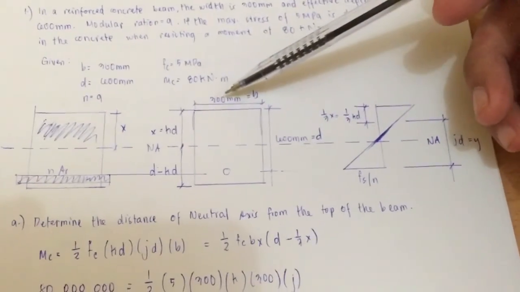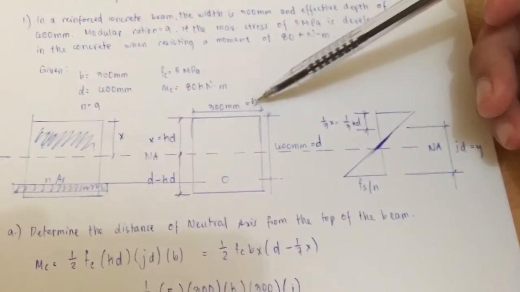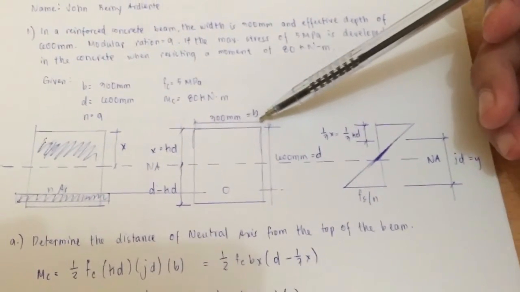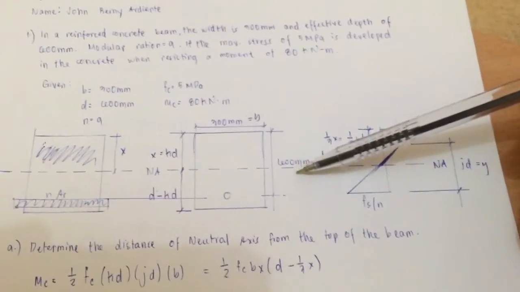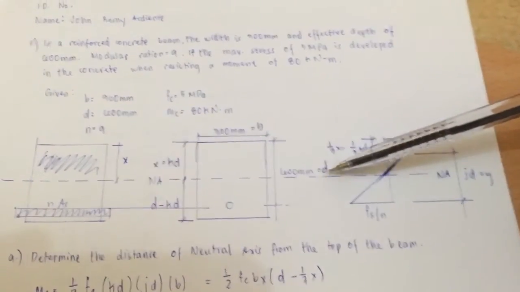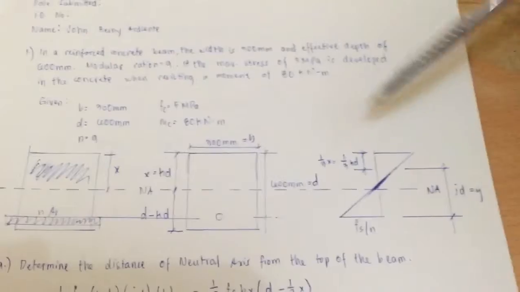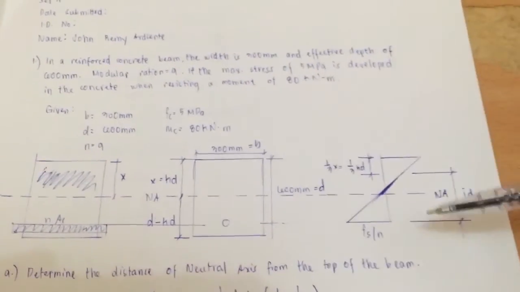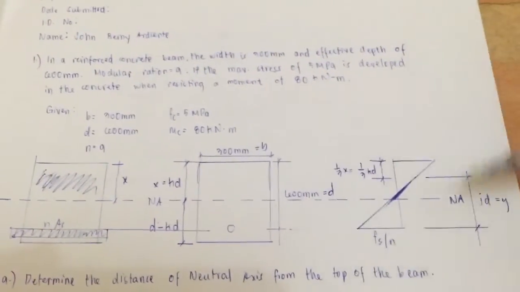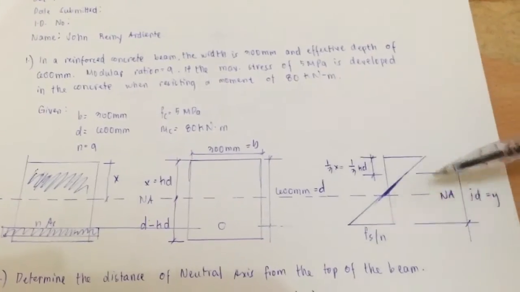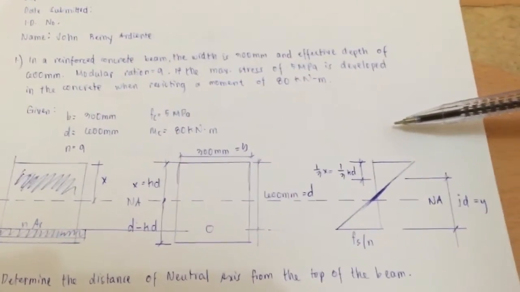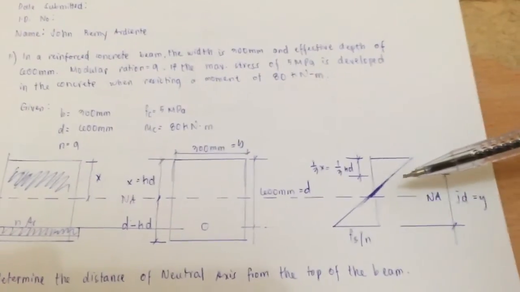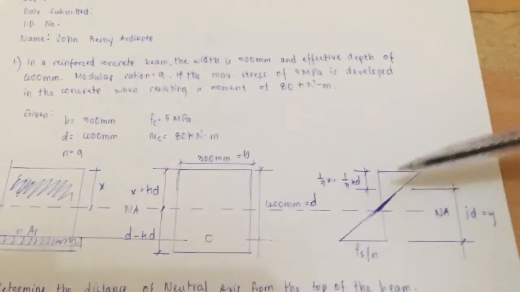So the 300 mm is denoted by letter b, small letter b, and then we have the effective depth of the beam, which is 600 mm, denoted by small letter d. If we look at this strain diagram, this is the form. From the neutral axis upward is the compression, in which our concrete experiences compression.